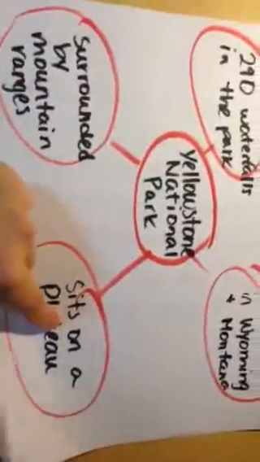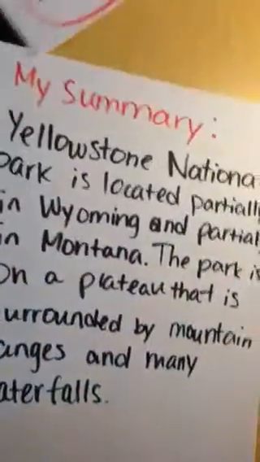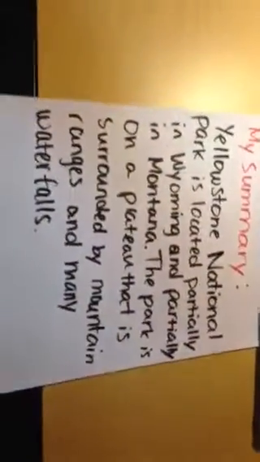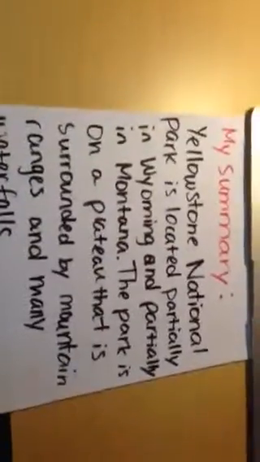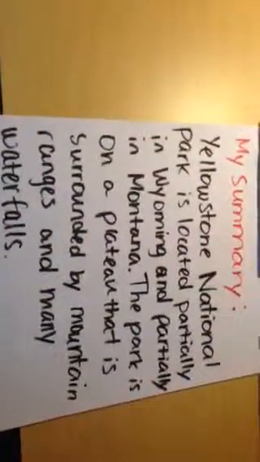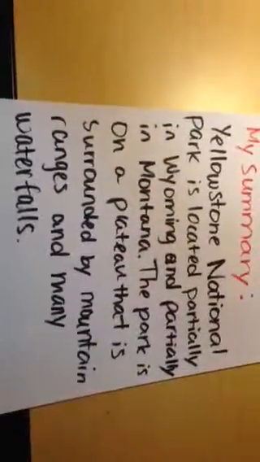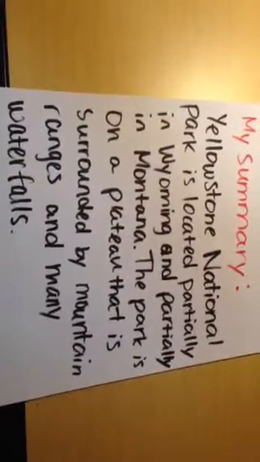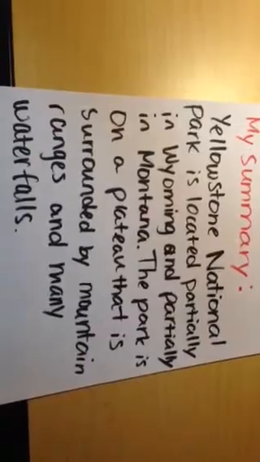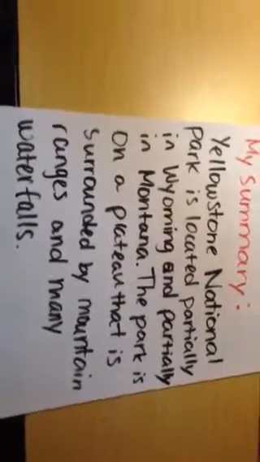So the next step will be to write my summary. And based on my key details, this is what I came up with, just a short little paragraph that gives us the main point of what we just read. So here's what I wrote. Yellowstone National Park is located partially in Wyoming and partially in Montana. The park is on a plateau that is surrounded by mountain ranges and many waterfalls. So it's just a short little account of what I read.